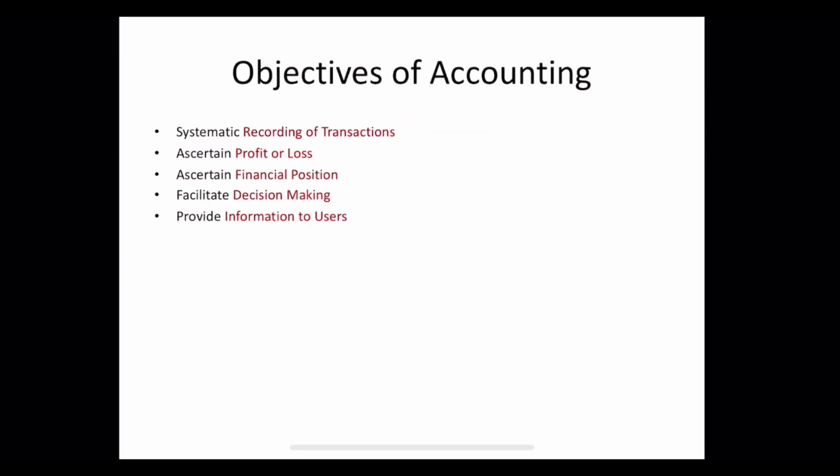Now, let's also look at the objectives of accounting. The objectives of accounting explain why accounting is required in business. The first is systematic recording of transactions. Ascertain whether the business is in profit or loss. Ascertain the financial position of the business, facilitate decision making, and provide information to users.